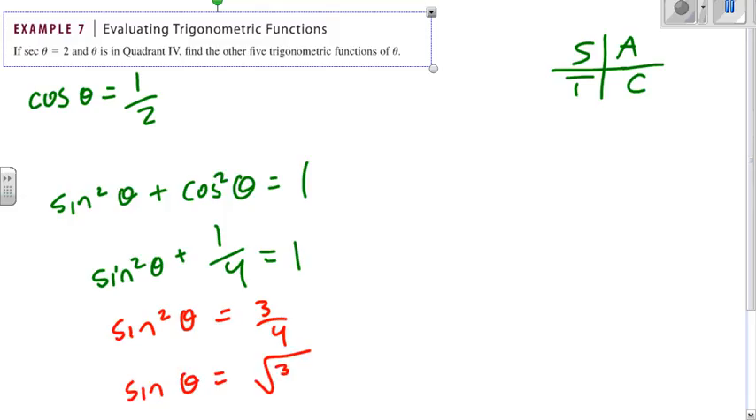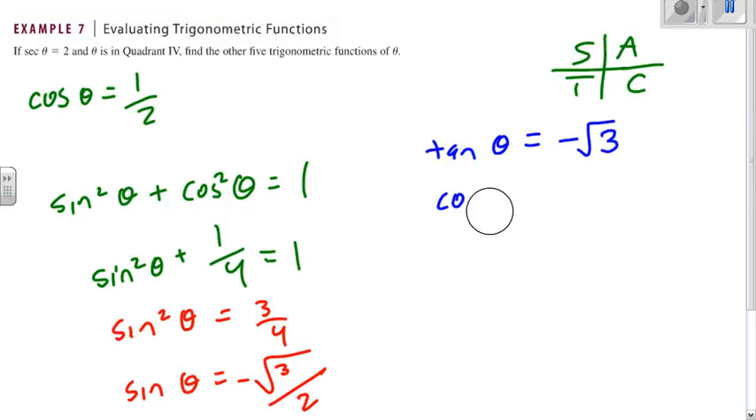So sine equals the square root of 3 over the square root of 4, which is 2. And it would technically be plus or minus, but since we know what quadrant we're in, quadrant 4, sine is going to be negative. So then we can find tangent by doing sine over cosine. So it'd be negative square root of 3 over 2 over 1 over 2. The 2s cancel, so we end up with just negative square root of 3.